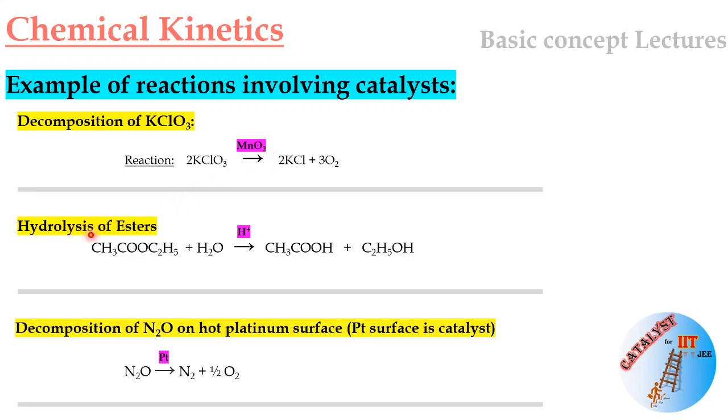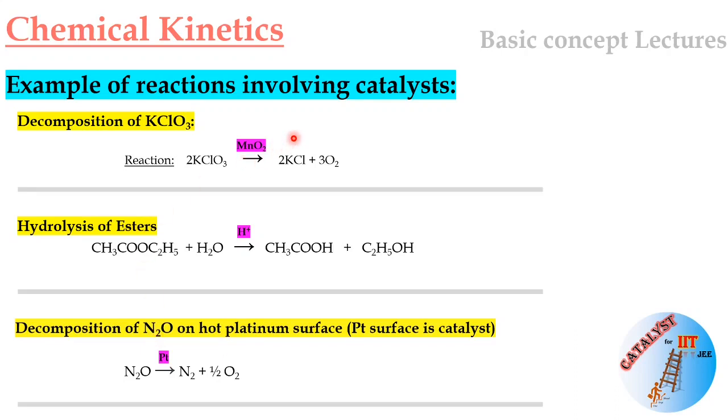Now, hydrolysis of an ester in the presence of acid. H plus is the acid, this is the ester, this is water, and hydrolysis of the ester gives you the acid and alcohol. The presence of a little amount of acid increases the reaction rate, so this is also a good example of catalysis. Then, decomposition of N2O on a hot platinum surface. Here the hot platinum surface is the catalyst. N2O decomposes into N2 plus half O2 in the presence of the platinum surface, which increases the reaction rate. So these are three examples of catalysis.